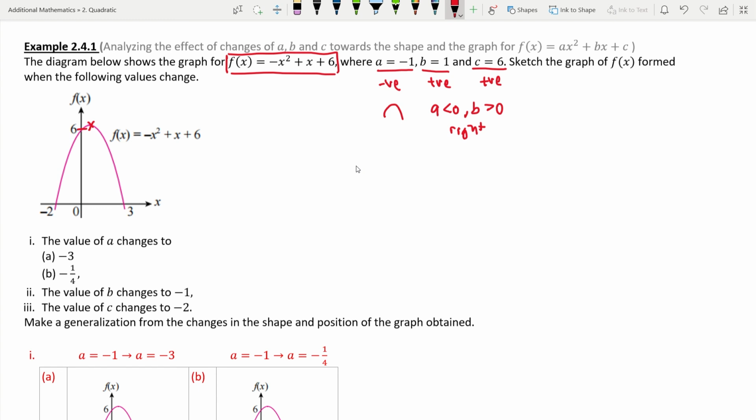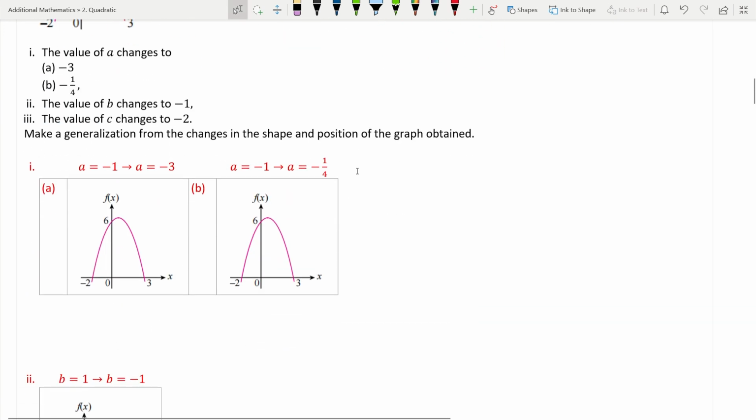The first one, the value of a changes to negative 3 and negative 1 over 4 respectively. When the value of a changes from negative 1 to negative 3, the width of the graph decreases, and the y-intercept does not change. Therefore, the graph should look like this. The curve still cuts the y-axis at 6. The vertex is still the same, but is getting narrower.